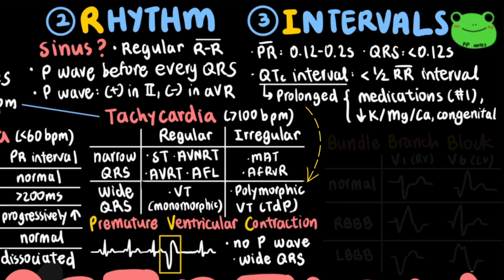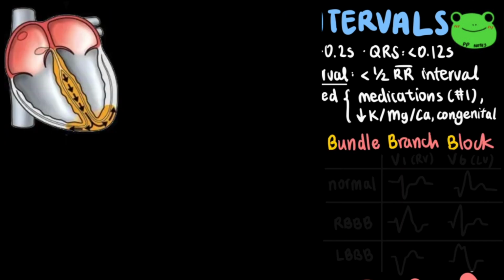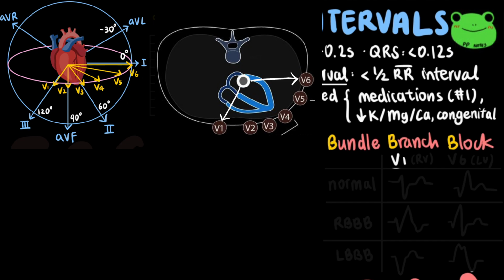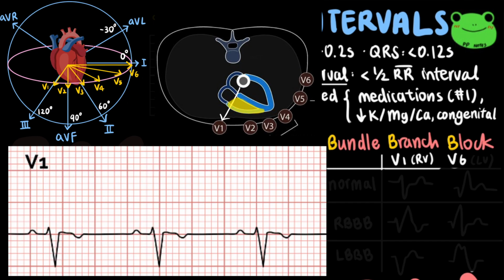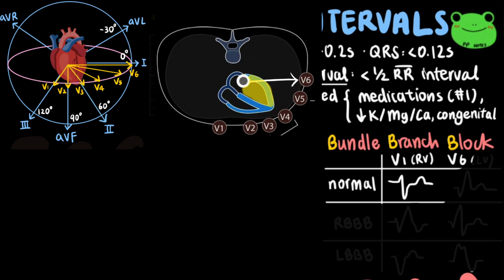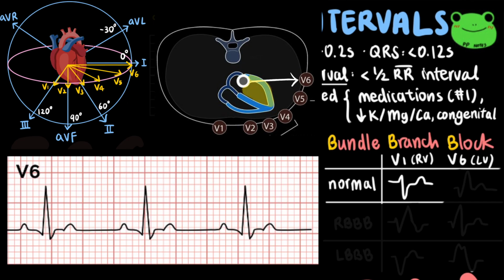A widened QRS complex may also occur in a bundle branch block, which is a conduction delay in either the right or left bundle branch. To identify a bundle branch block, we focus on leads V1 and V6. In V1, which sits over the right ventricle, the QRS is normally negative, because the electrical activity moves away from that lead. In V6, which sits over the left ventricle, the QRS is normally mostly positive, because depolarization is moving toward that lead.